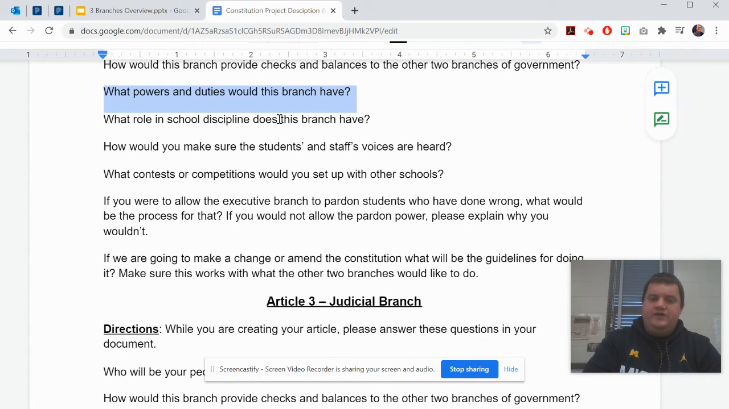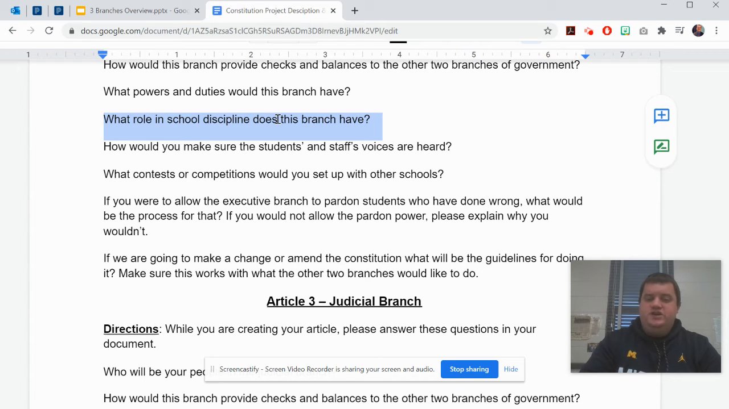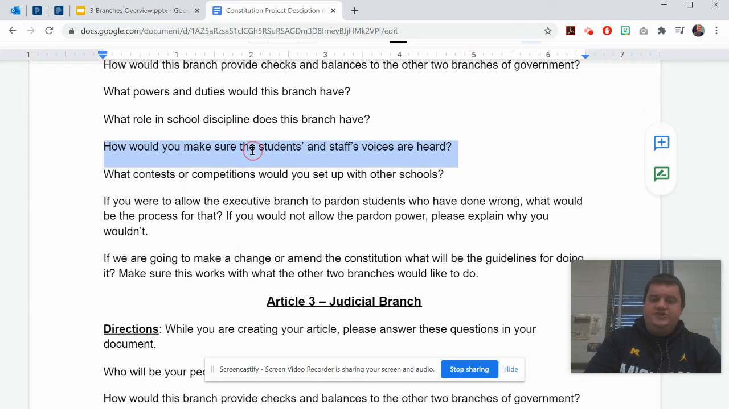And what role in school discipline does this branch have? Obviously, the executive branch enforces the laws, so it should have a pretty big role, and be kind of specific about that. How would you make sure the students' and staff's voices are heard? So if they have complaints about things that are going on, how would you make sure that they get heard?